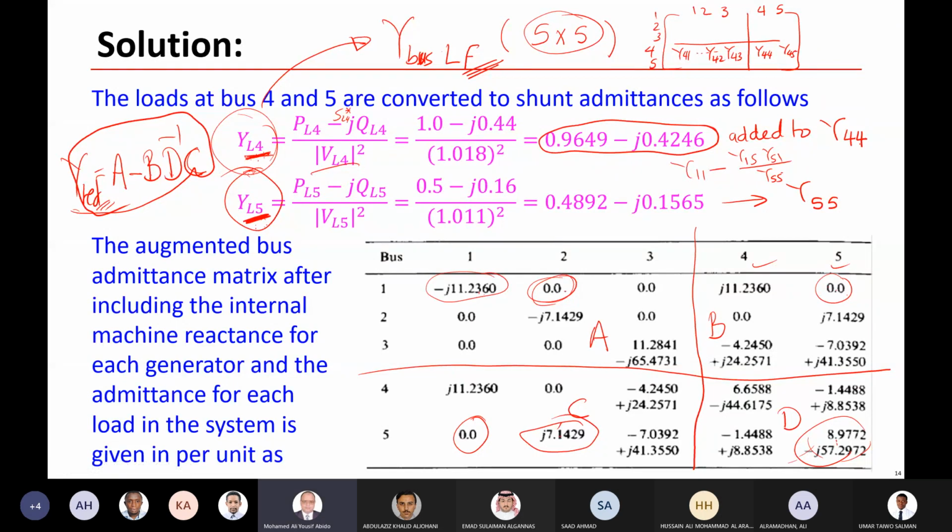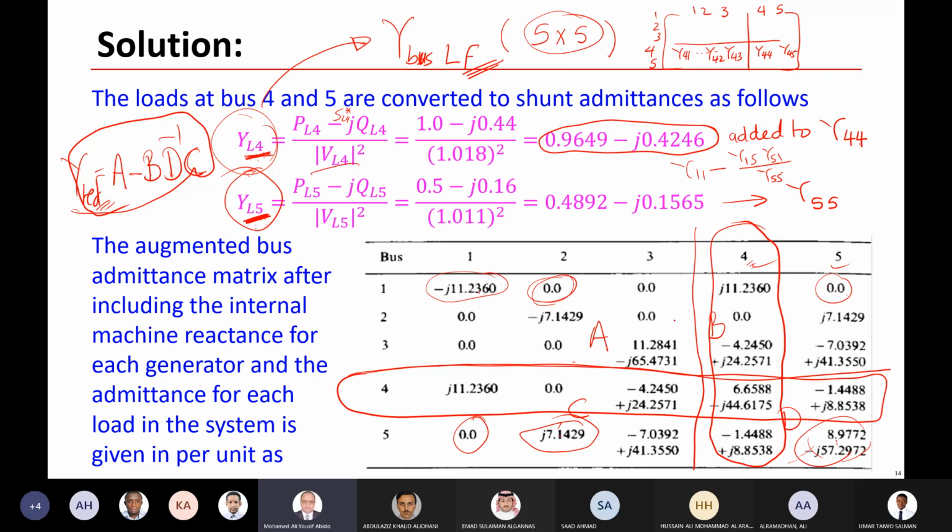If this is solution A during the fault, this bus will be eliminated without Kron reduction. You just remove it, and this other bus you just remove too. During the fault, this bus becomes the reference. So without Kron reduction, you just eliminate bus number 4. So you have a 4 by 4 matrix. And then you eliminate bus number 5 by Kron reduction.